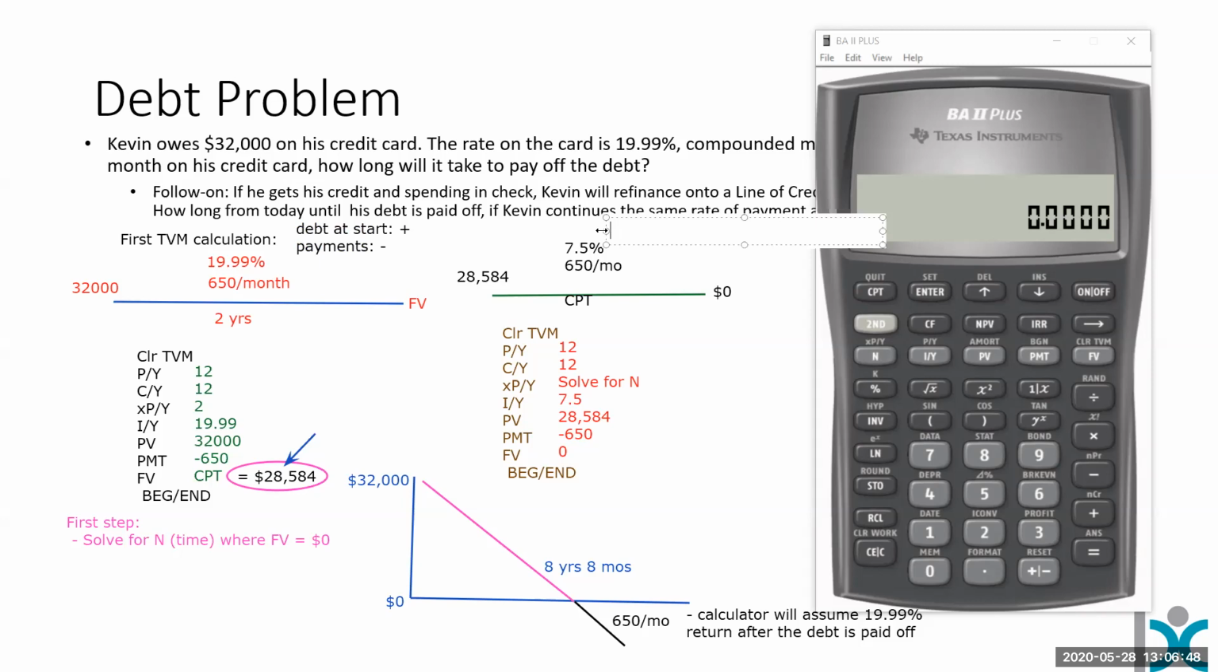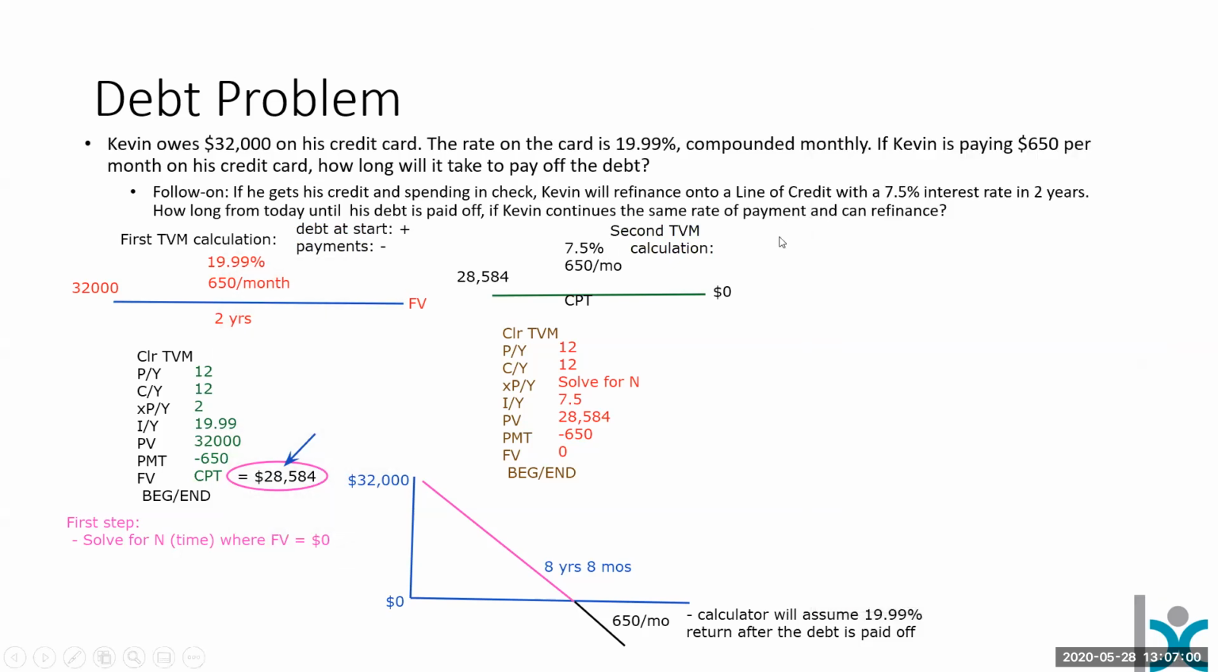So in my second time value of money calculation, it's still the same thing. In the context of this calculation, it's still true that the debt at the start of this calculation is positive, and the payments are a negative. And I haven't changed that. That is what I showed last week. Now, we're going to go through the calculation in a minute here, Stephen.